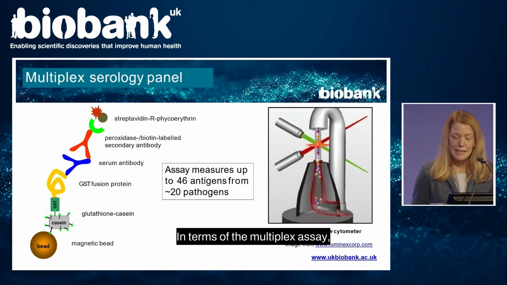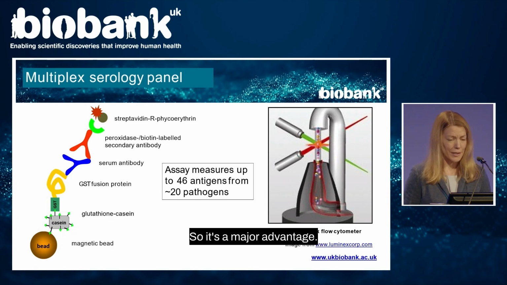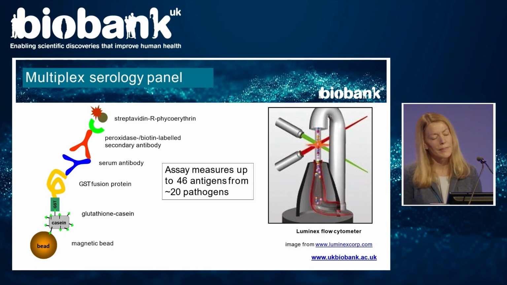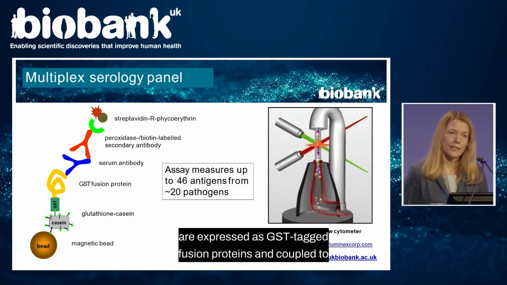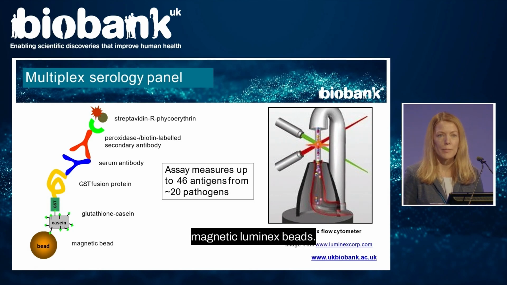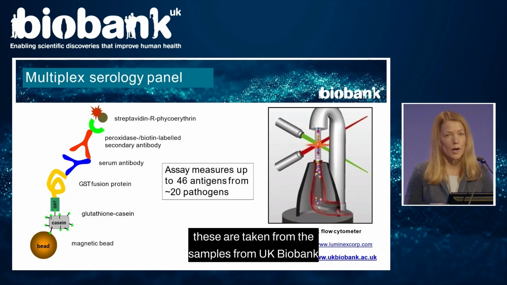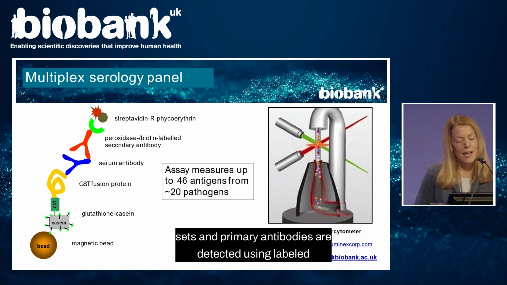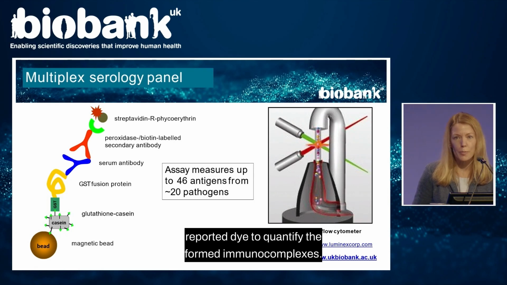In terms of the multiplex assay, this assay measures up to 46 antigens from 20 pathogens. So it's a major advantage that we can test these antigens simultaneously at scale. The way that it works, in brief, is shown on the left here. These antigens are expressed as GST-tagged fusion proteins and coupled to magnetic Luminex beads. Serum antibodies, taken from the samples from UK Biobank participants, are then mixed with the antigen-loaded bead sets, and primary antibodies are detected using labeled secondary antibodies, and we can then incubate them with a reporter dye to quantify the formed immunocomplexes.